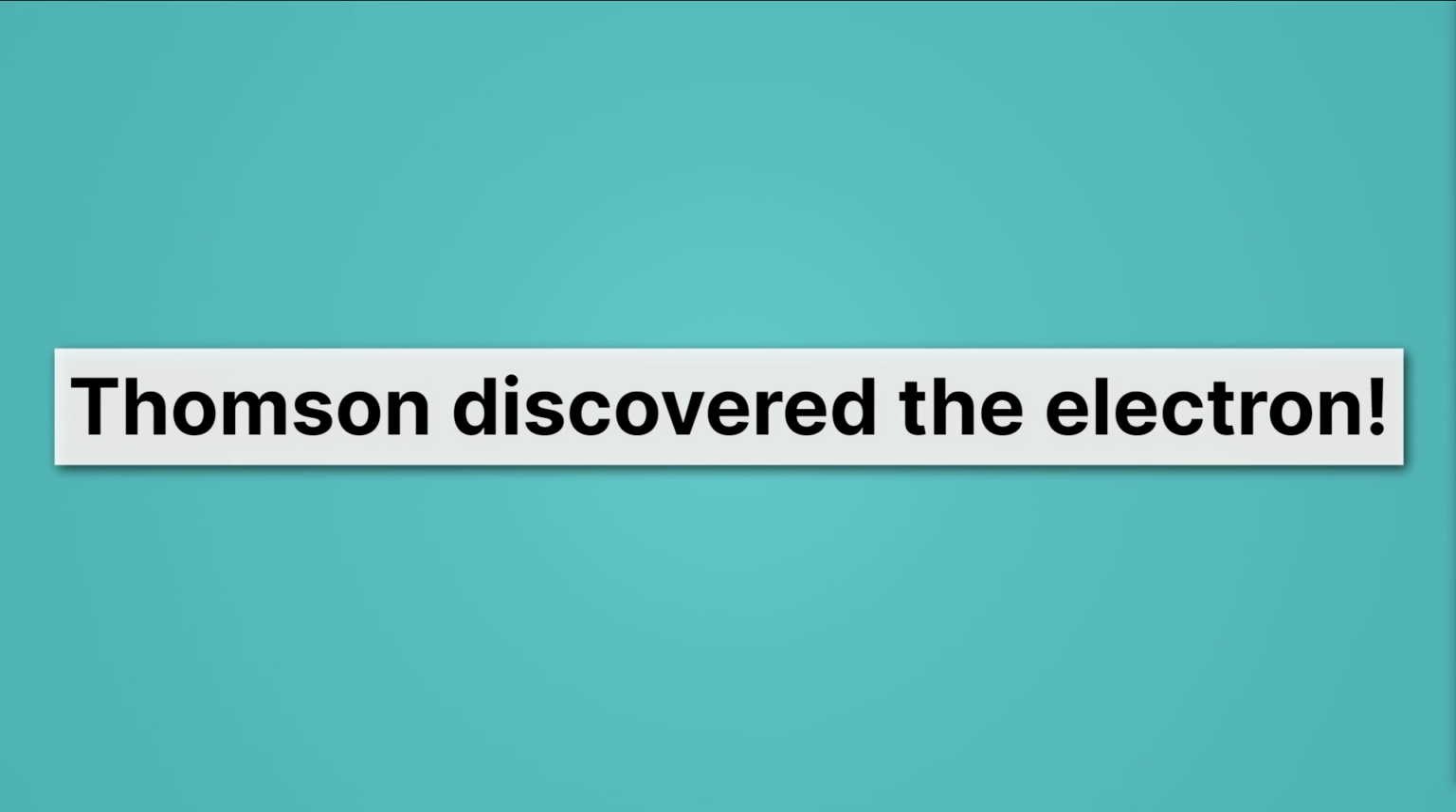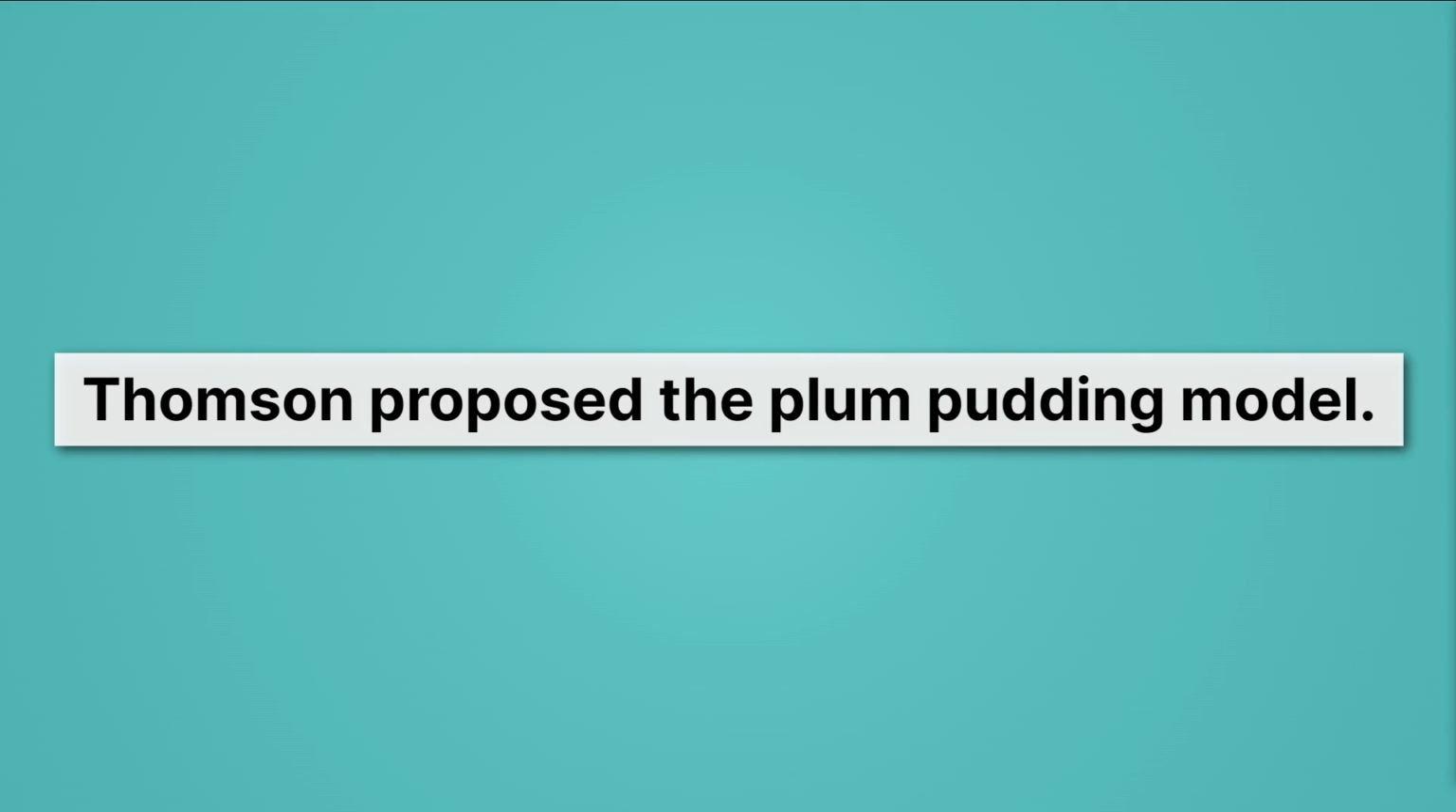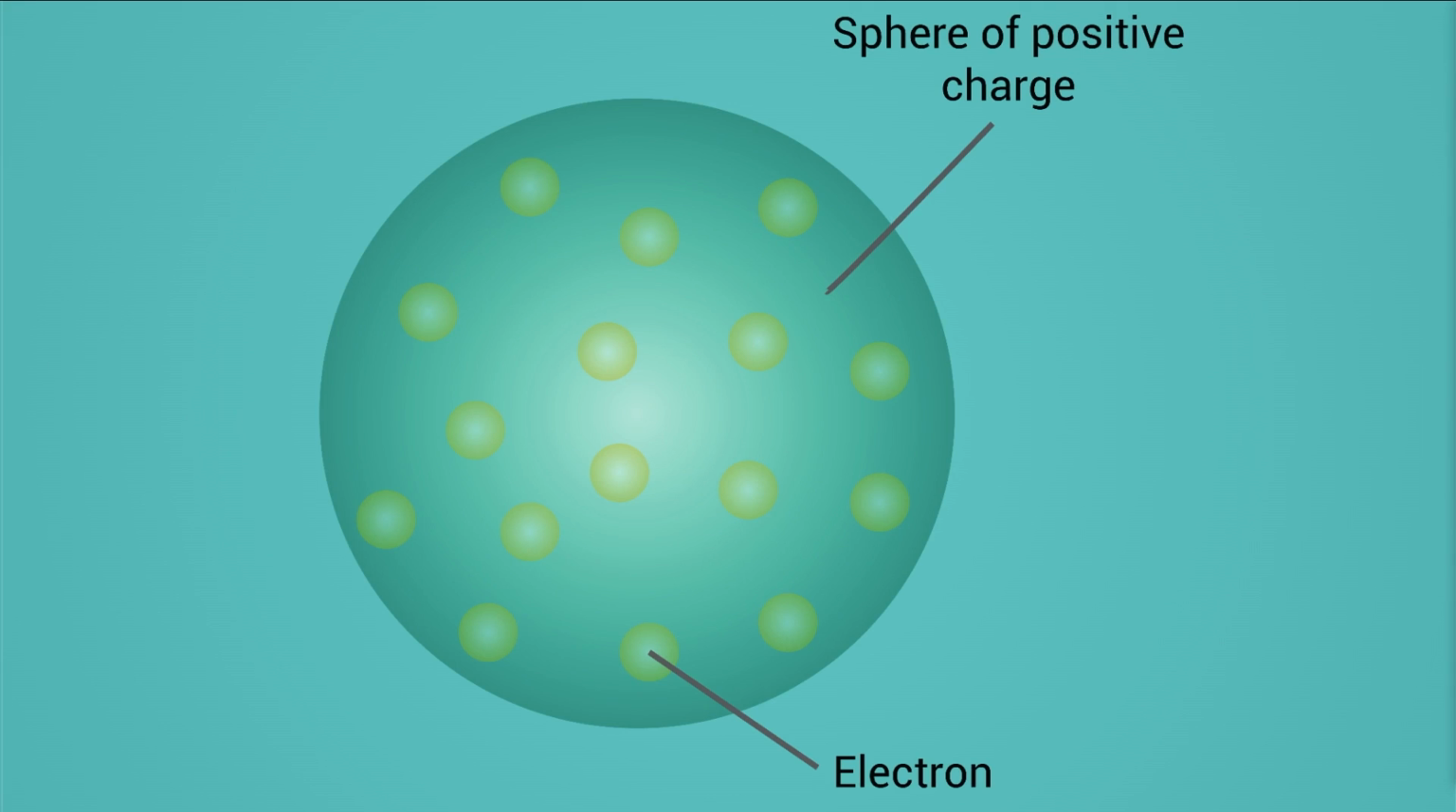So, this led immediately to a question. If atoms have parts, well, how are they arranged? How are electrons arranged in atoms? Thomson proposed the plum pudding model of the atom. And it looked like this. Instead of a solid sphere without parts, we now suddenly had parts. Notice this atom has little electrons in a yellowish color there, smeared out throughout the sphere, which is said to be positively charged. So this was his proposal for how the atom appeared.